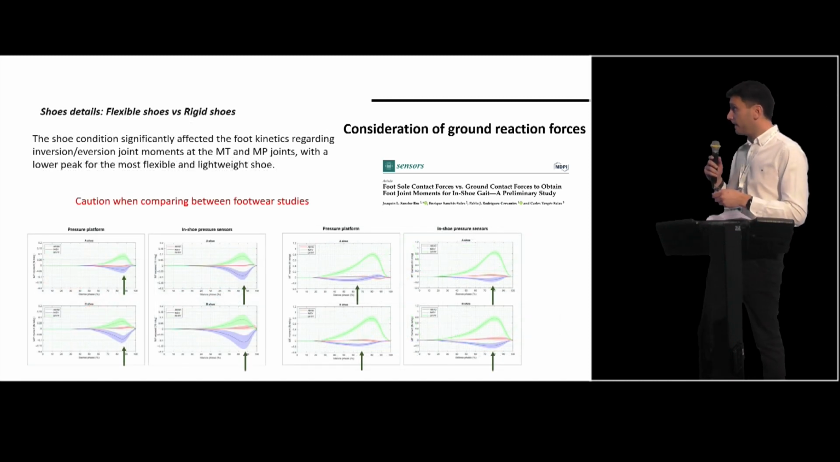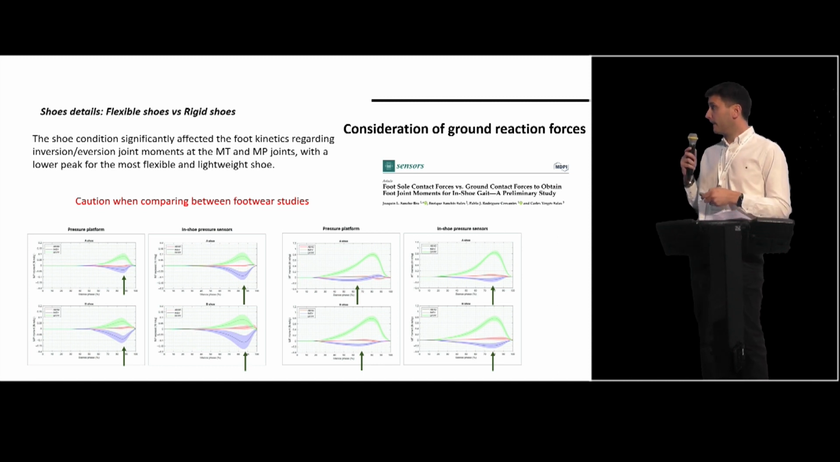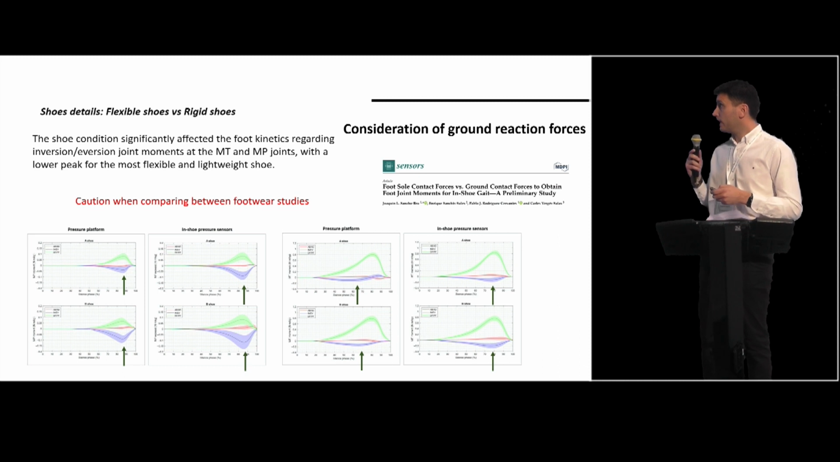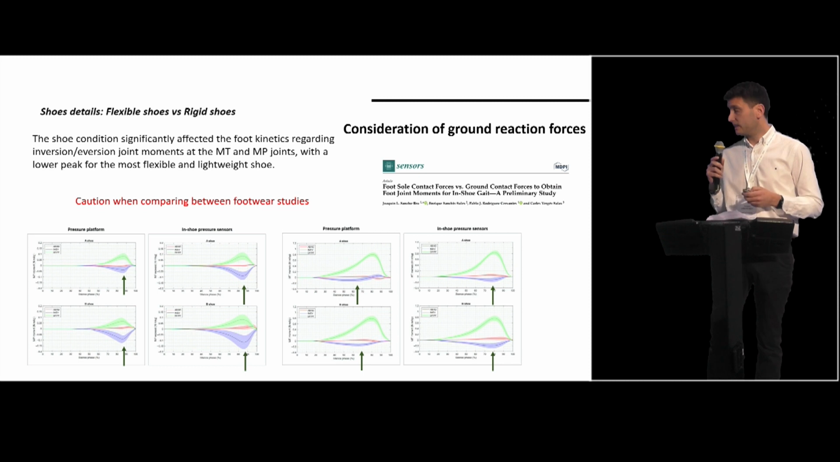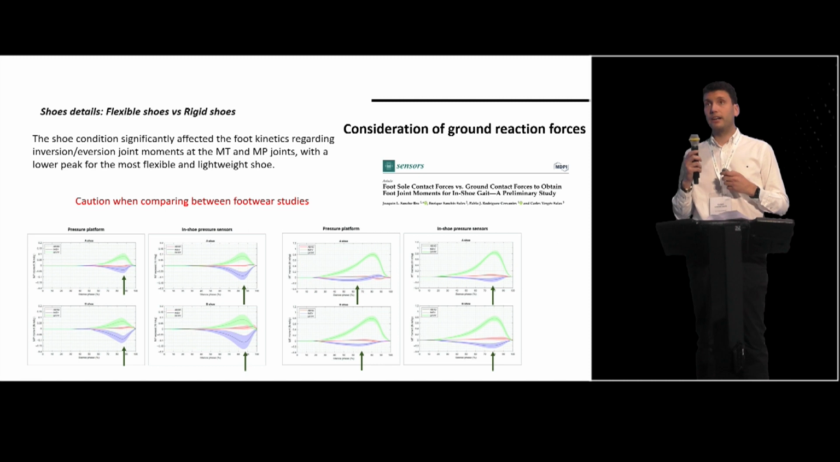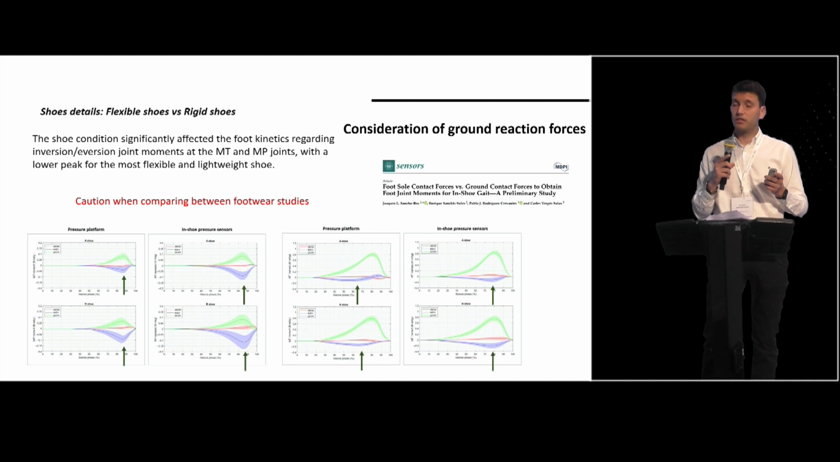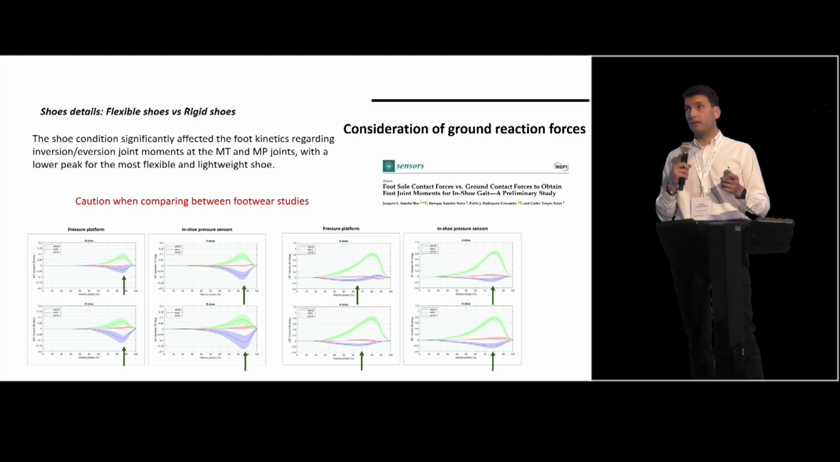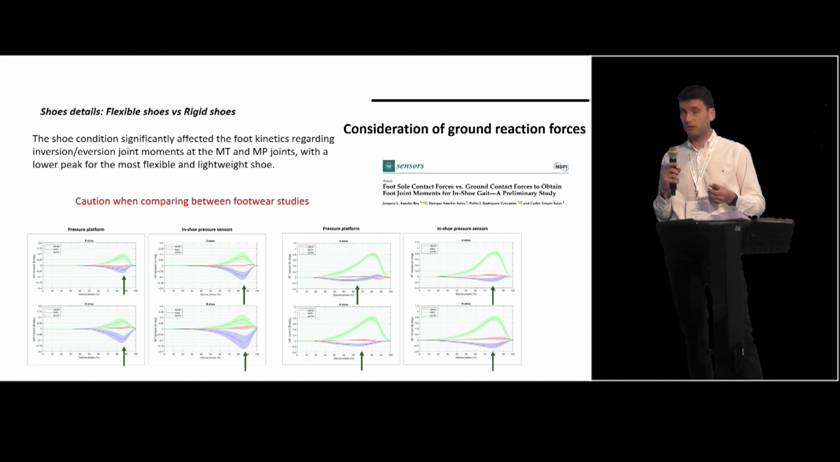If we compare two types of footwear, we can see that the flexible shoes have lower peak moments for frontal plane inversion at the mid-tarsal and metatarsophalangeal joint. This is important because we must take precautions when we compare studies using different footwear, since the footwear can affect the calculation of the moment.